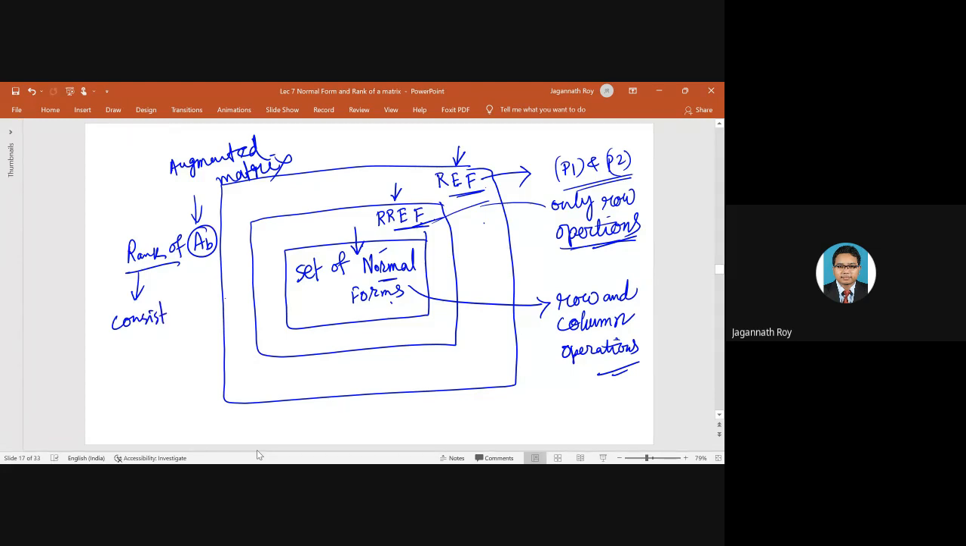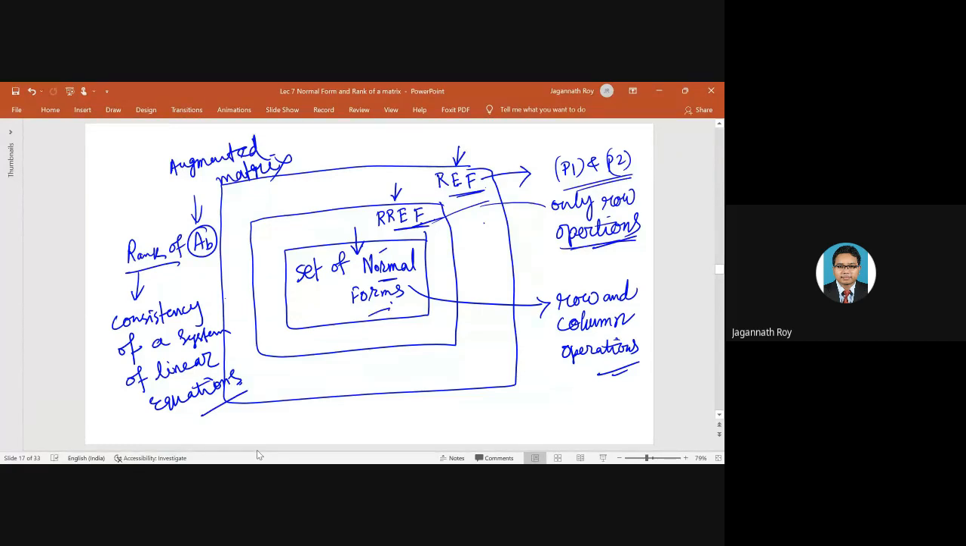Consistency of a system of linear equations. So everything is connected. So far we have discussed the concepts.